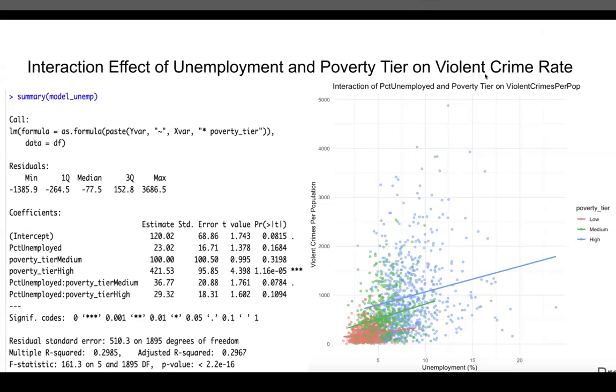Then on the right, we can look at the graph, which shows how the unemployment rate and poverty tier relate to violent crimes. Violent crime increases slightly with unemployment across all tiers, but slopes are similar, meaning unemployment affects crime similarly everywhere. The blue line, which is the high poverty areas, starts much higher, showing that these areas consistently have high crime rates overall.